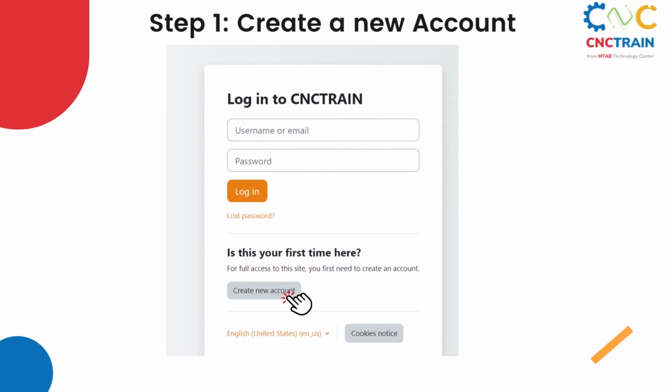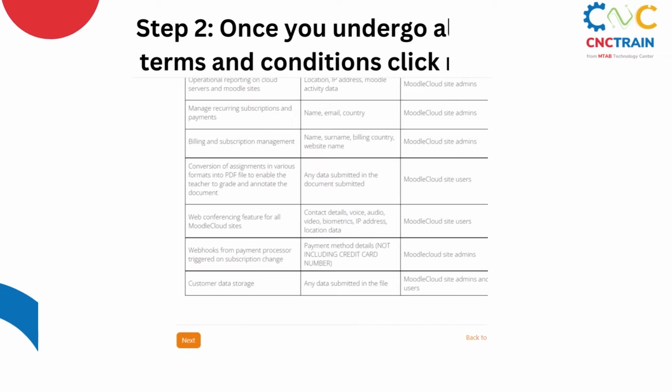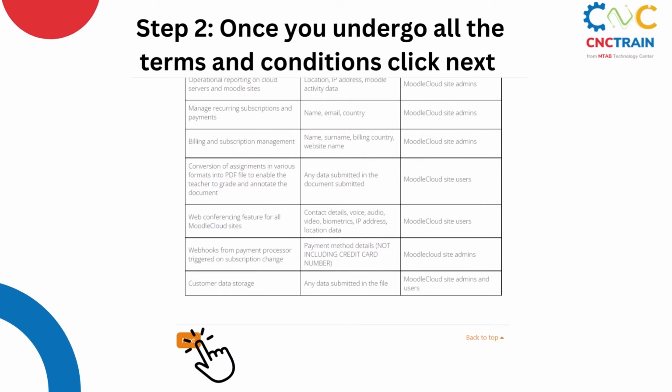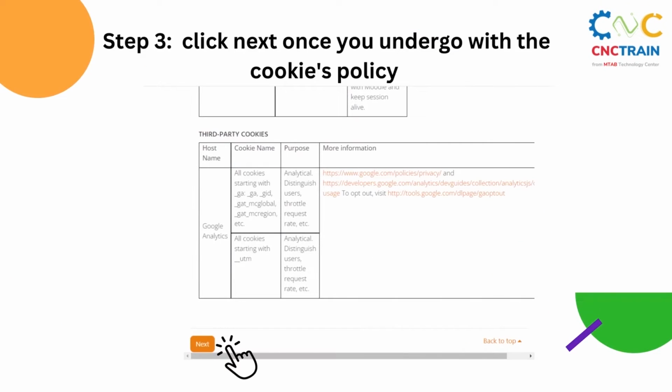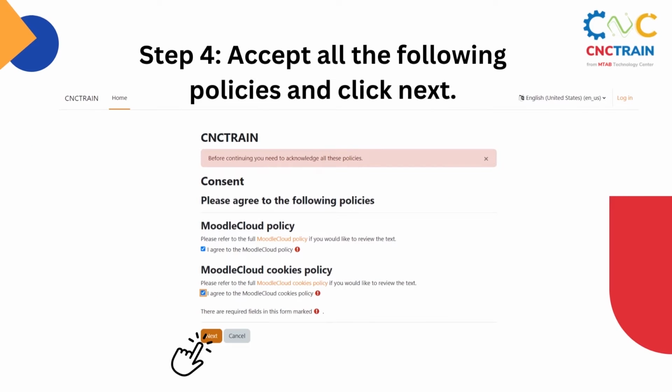If you are new to CNCTrain, you have to create a new account. Create a new account by clicking the Create New Account option. Undergo all the terms and conditions and cookie policies. Click Next and accept the conditions. Then click Next to continue the further process.